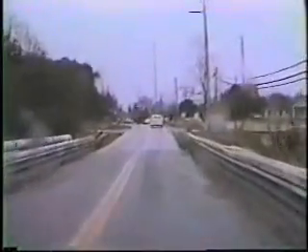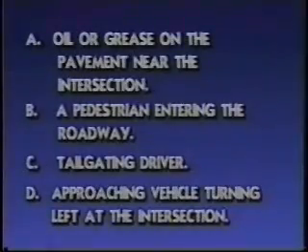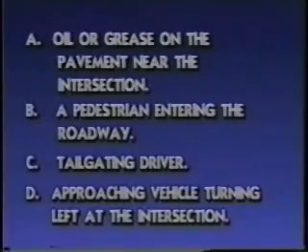P2. You are approaching a signal-controlled intersection at 30 miles per hour. The pavement is wet. Identify the most hazardous situation or condition in the scene. A. Oil or grease on the pavement near the intersection. B. A pedestrian entering the roadway. C. Tailgating driver. D. Approaching vehicle turning left at the intersection.